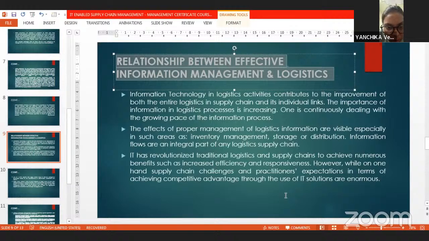IT has revolutionized traditional logistics and supply chain to achieve numerous benefits such as increased efficiency and responsiveness. However, while on one hand supply chain challenges and practitioners' expectations in terms of achieving competitive advantage through the use of IT solutions are enormous, see what happens now, our expectations are also rising high.